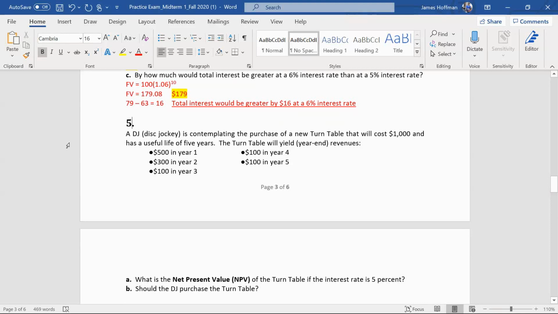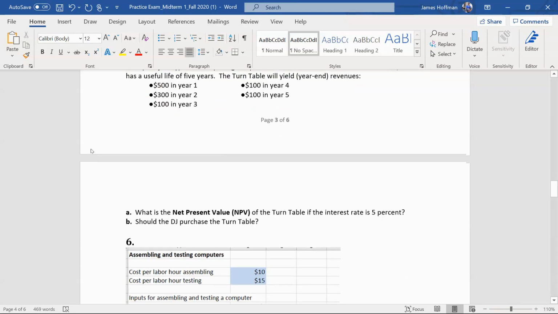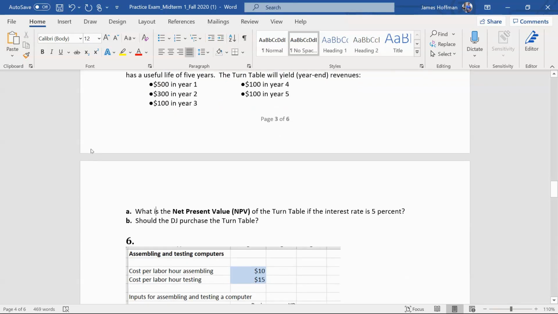Alright, number 5. Okay, another one similar to what we did after the net present value example. So here we get a disc jockey is contemplating the purchase of a new turntable that will cost $1,000, has a useful life of 5 years. The turntable is going to yield year-end revenues of $500 in year 1, $100 in year 2, $100 in year 3, $100 in year 4, and $100 in year 5. So we need to calculate the net present value of the turntable if the interest rate is 5%.